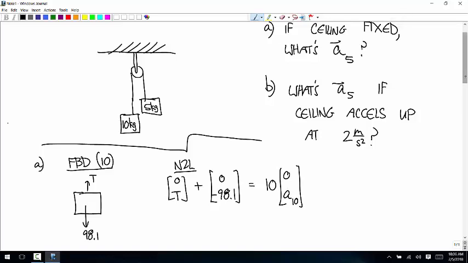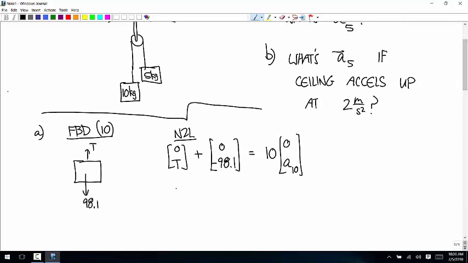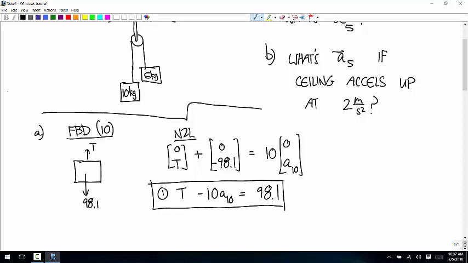So we have two equations there. Well, one is useless, 0 equals 0. Hopefully you already learned that in one of your previous classes. But we have this useful equation that says T minus 10 A10 is equal to 98.1. I'll set that aside. We can't solve it because that's one equation, two variables.